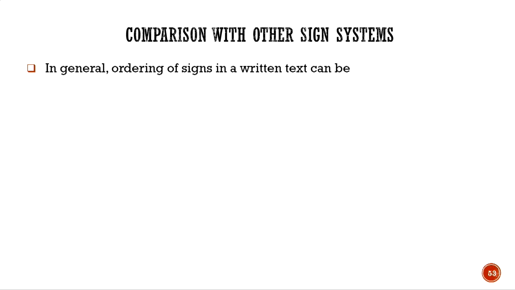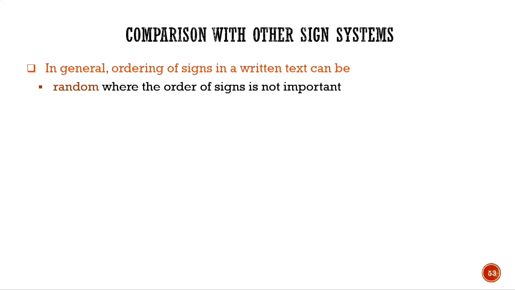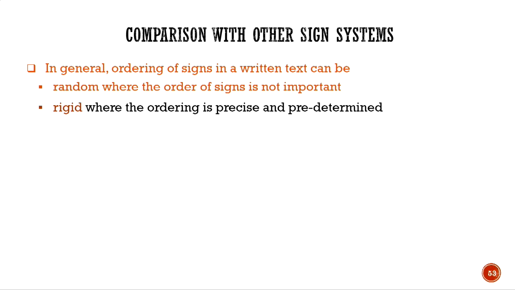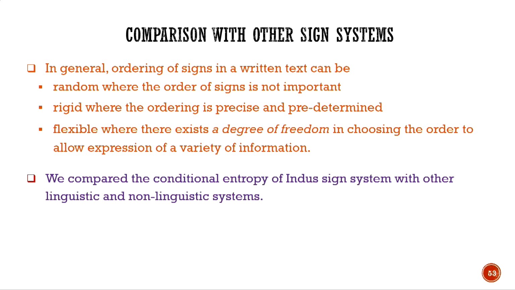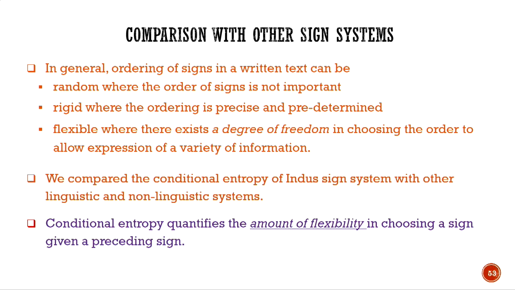In general, given a piece of text, the order of signs in a written text can be random, where the order is not important. It could be very rigid, that is, the ordering is very precise and determined. Given a sign, only one particular sign can follow or precede it. Or it can be somewhere in between. So flexible, that is, there exists a degree of freedom in choosing the order to allow expression of a variety of information. So we compared the conditional entropy of the Indus sign system with various linguistic and non-linguistic systems.